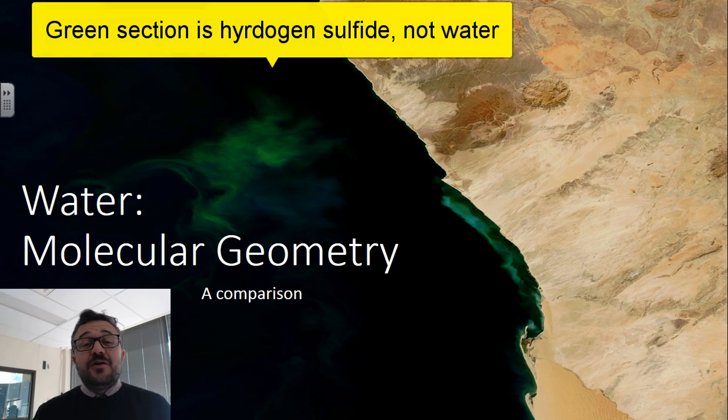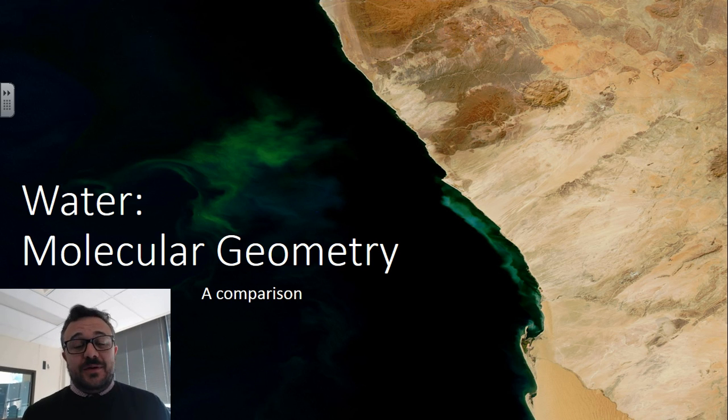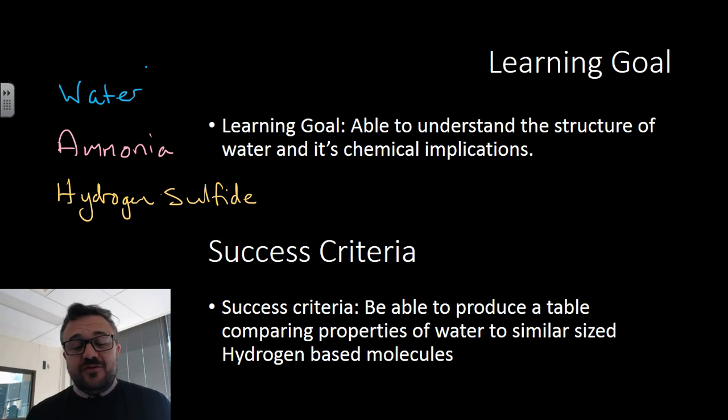Alright nerds, so now we're going to talk about the molecular geometry of water, and we're going to compare it to two others, and it's pretty sweet. So we're going to compare it to two hydrogen-based molecules, and that's important. Those two hydrogen-based molecules are ammonia and hydrogen sulfide.